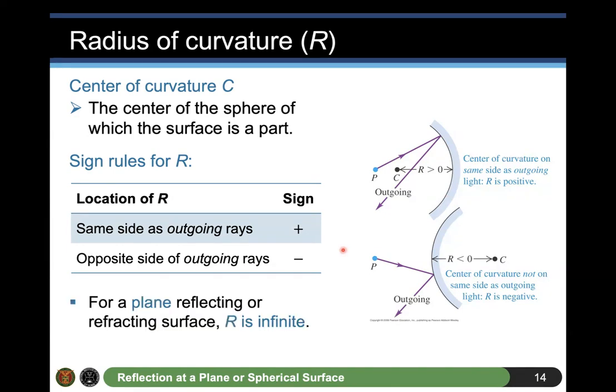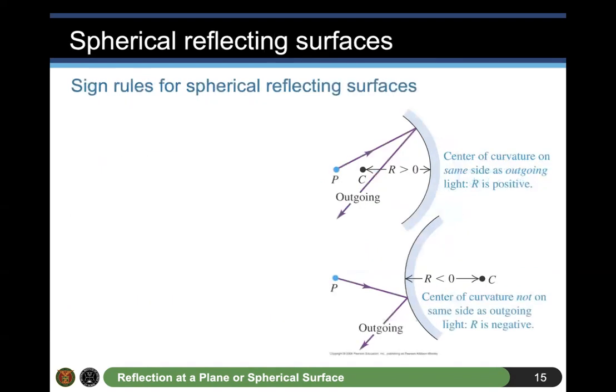Okay? Now, special case, if the reflecting or refracting surface is planar, yung R, infinite. So, yun lang yan. Okay? Positive yung R, yung radius, kapag the center is on the same side of the outgoing, negative kapag on the opposite side of the outgoing, infinite naman yung R kung plane, reflecting, or refracting surface. Okay?